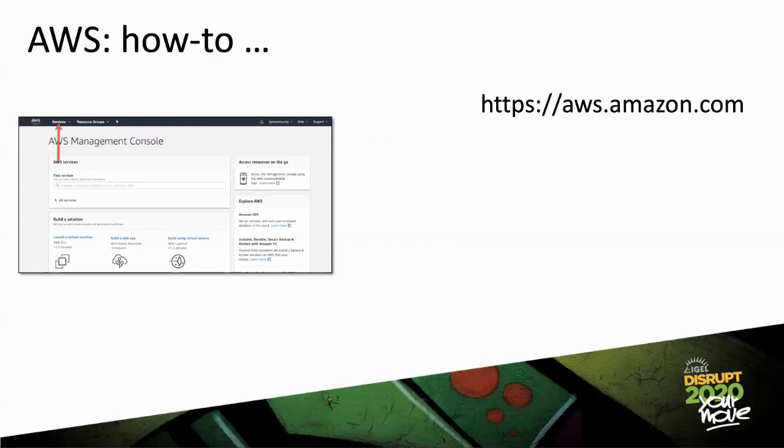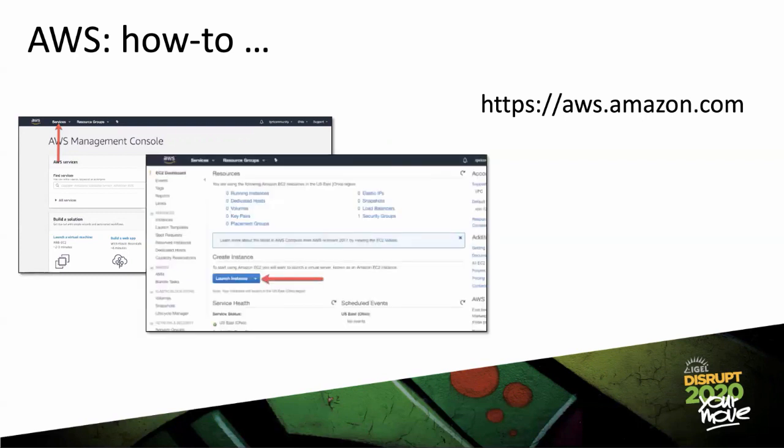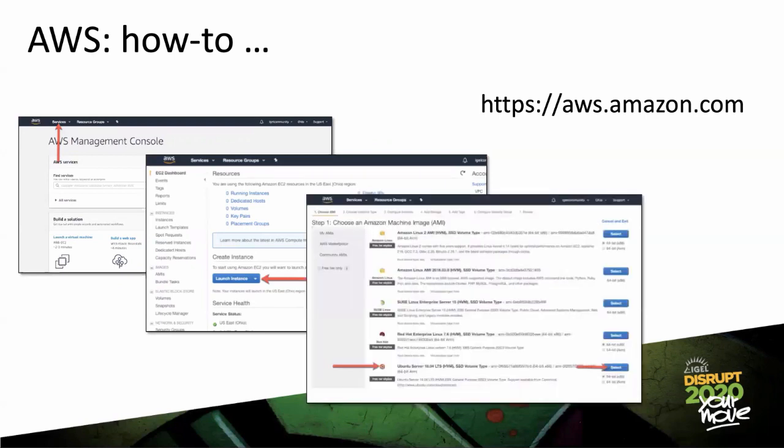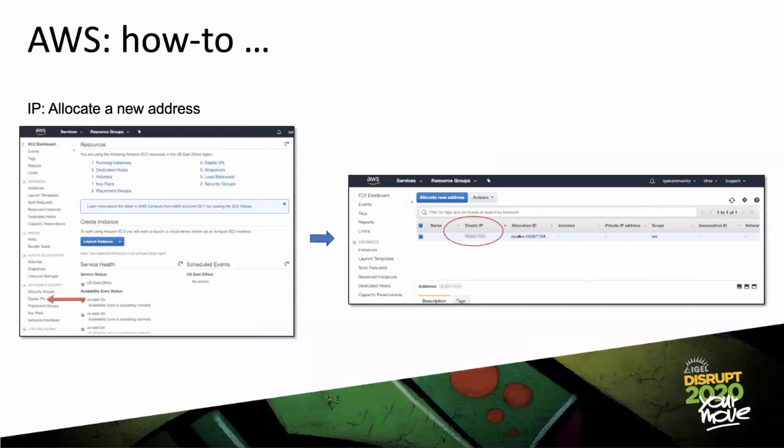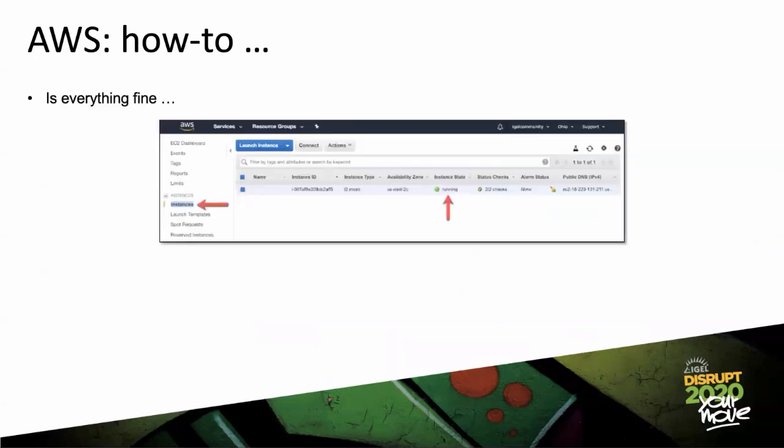In AWS, when you are logged into your management console, you go for services, then you launch an instance. Of course, you have to choose the server image you want to go for. Ubuntu Server 18.04 LTS is also available. After that is created, you have to allocate a new IP address when you go for Elastic IPs. That's the name at AWS. Then you see it here in the overview. After that, if everything is fine, you see the instance state running.